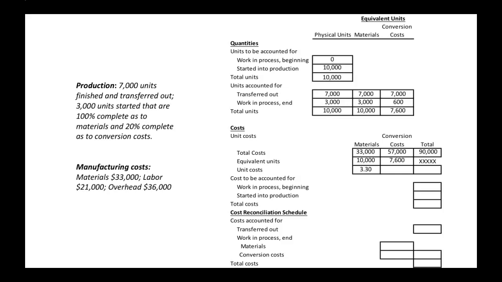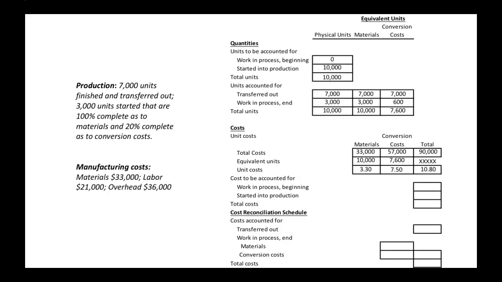Now for your conversion costs, we'll take our 57,000, divide it by the 7,600, and the unit cost for conversion costs is $7.50. So 1 completed unit will cost $10.80. We take our $3.30 for materials and our $7.50 for conversion costs, and we add those together to get our $10.80. So now we can move on to this next section.